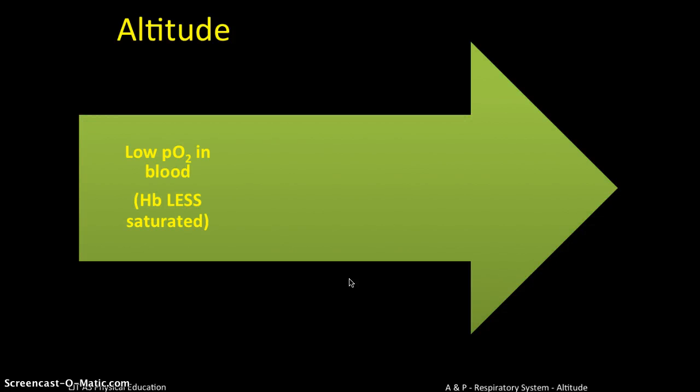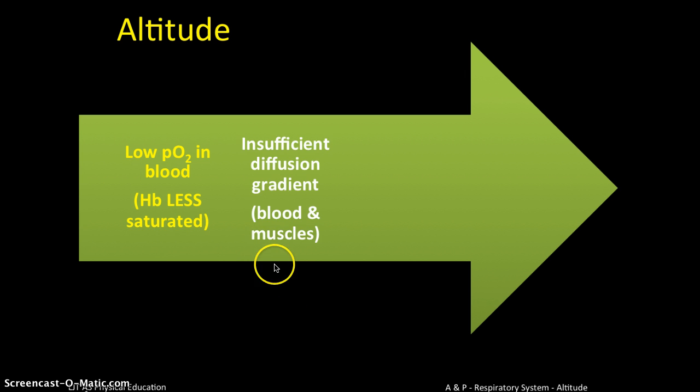The follow-on story, as I said, when we arrive at the muscles, is that the blood arriving at the muscles has a low partial pressure. It's not as saturated with oxygen. Therefore, there's a low or poor or shallow diffusion gradient between the blood and the muscles. There's insufficient oxygen that can diffuse, therefore, into the muscles.